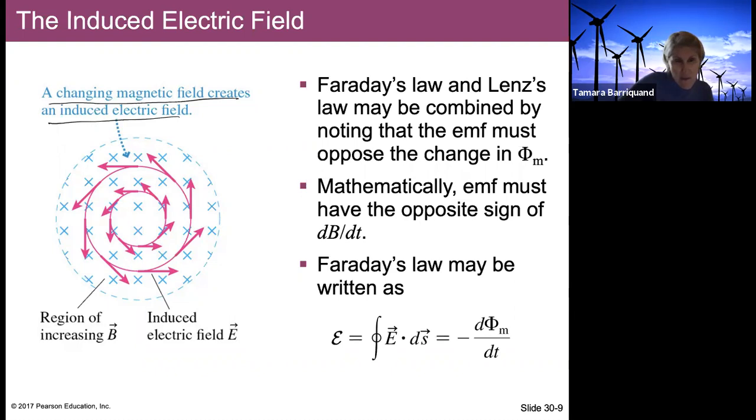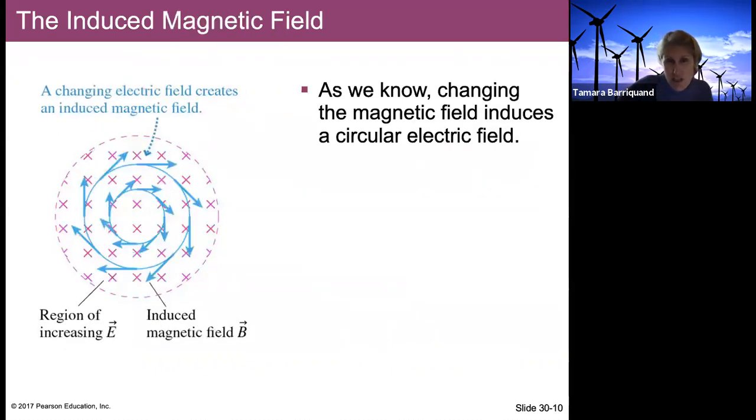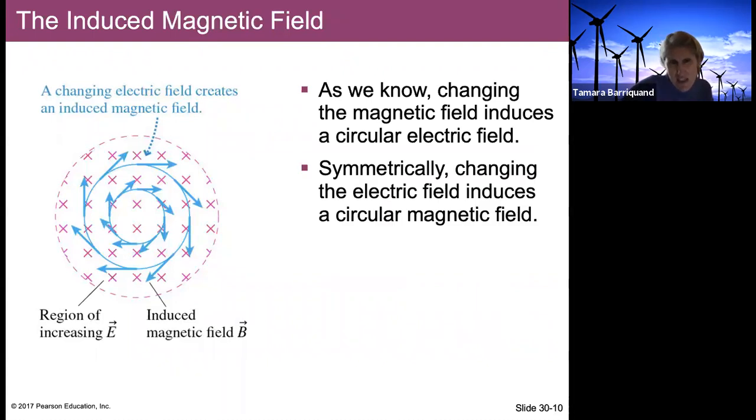So we can write it that way, and now we can think about how we actually get these circular electric field lines due to our changing magnetic field. As we know, changing the magnetic field induces a circular electric field. So we might think that symmetrically, changing the electric field would induce a circular magnetic field. And so if we change the electric field, then we can create an induced magnetic field as well.